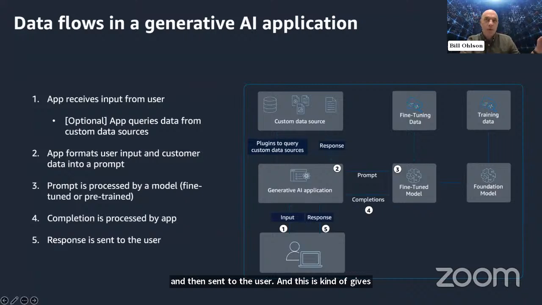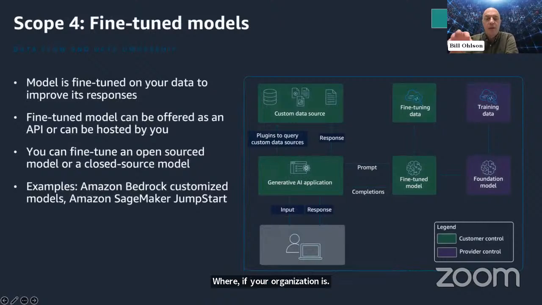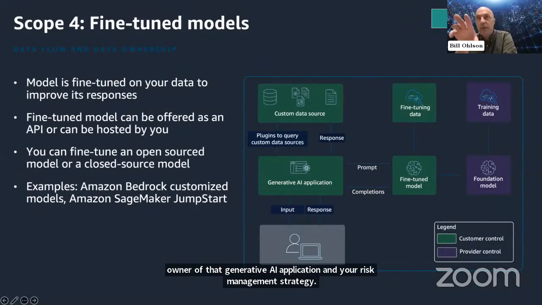So if I'm in scope one, it's a good chance I don't really have much control over any of this, so I'm going to be focusing probably more on user training. Whereas if your organization is more involved in refining a third-party generative AI foundation model by fine-tuning with some of your data, that'd be more of a scope four, and you have shifted from being a buyer to a builder. So now you're the owner of that generative AI application, and your risk management strategy is going to have to shift to evaluate the different risks.